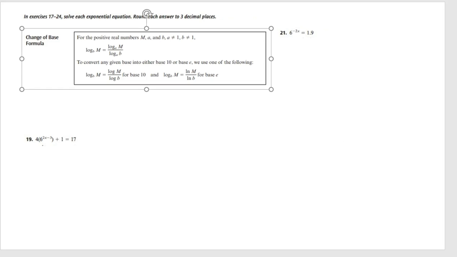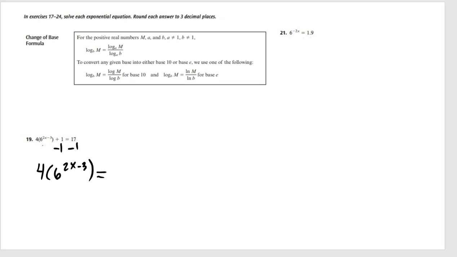Let's do problem number 19. So I'm going to try to get my exponential by itself. So I'm going to subtract 1. And then I'm going to divide by 4, still trying to get that exponential alone. Now, when you get to this point, it's really up to you. You want to use the logarithm properties, or do you want to use the rewriting it as a log and changing the base? Your choice.